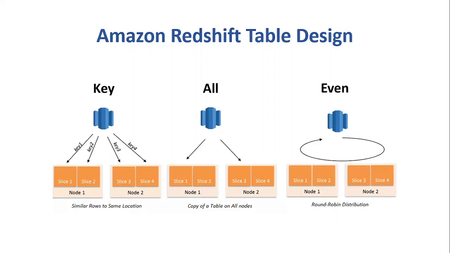There are two important topics which we need to be aware of. One is the distribution key, and the second is the sort key. I'll start with the distribution key. Basically, the distribution key defines how data is distributed across compute nodes, and it is defined at the table level and can consist of one or more columns.